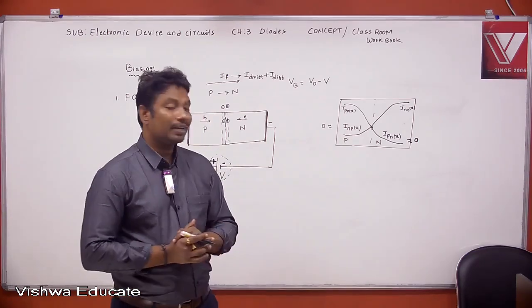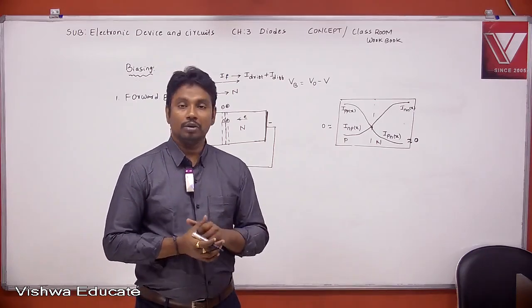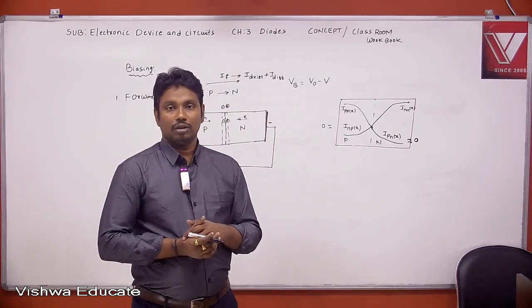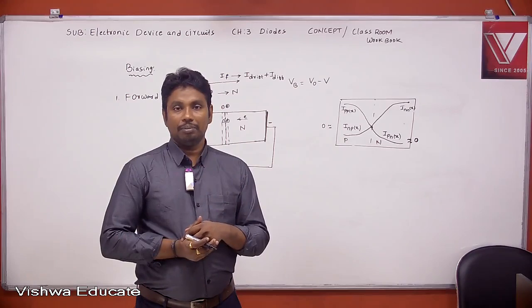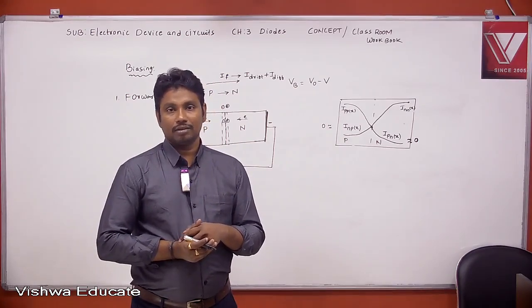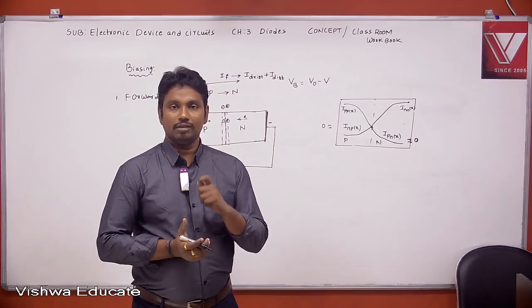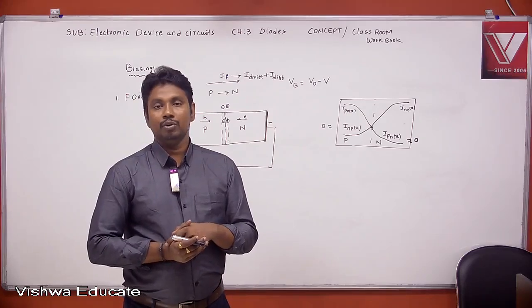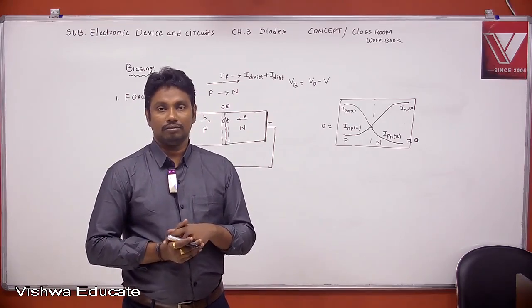Right, due to recombination. Next, conclusion heading. Conclusion: when the PN junction is operated in forward bias, the dominating current across the PN junction is diffusion current. Yeah, this is the conclusion.